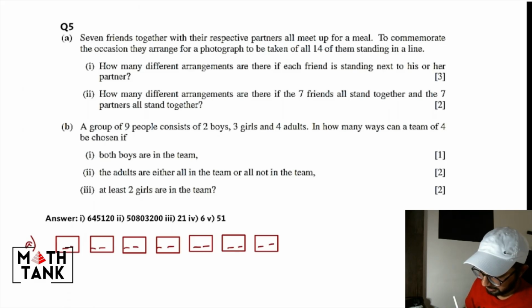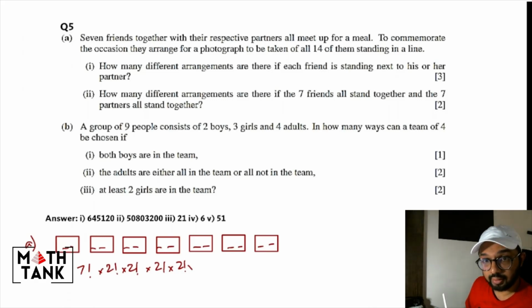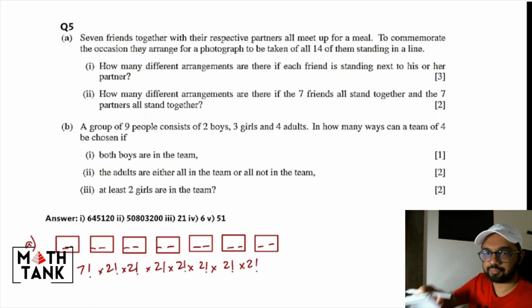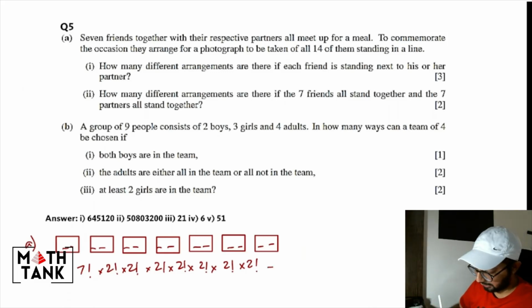So that's 7 factorial into 2 factorial into 2 factorial into 2 factorial, because they can shuffle around between themselves, they just can't leave the box. It's 5, 6, and 7. So I get 7 factorial into basically 2 to the power 7. 645,120,... 1,2,0.